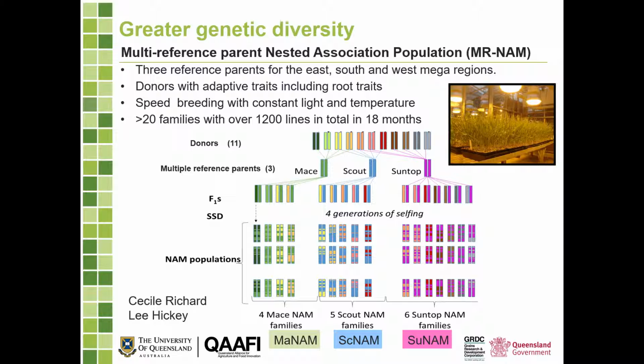Using the speed breeding technique, Lee Hickey and Cecile Richard were able to develop over 12,000 lines in 18 months in 22 different families. Now, Cecile selected one family from each of these populations to subject to phenotypic selection to see if she could move one of the traits of interest, which she chose to be seedling seminal root angle.